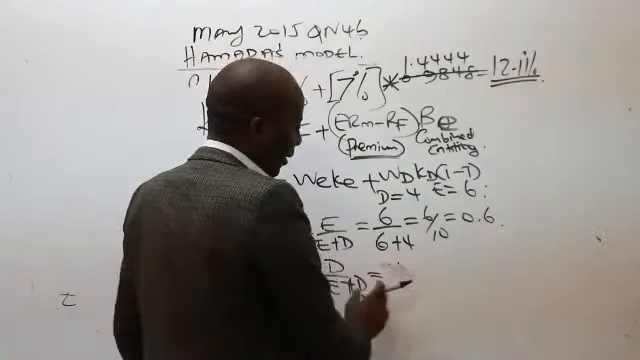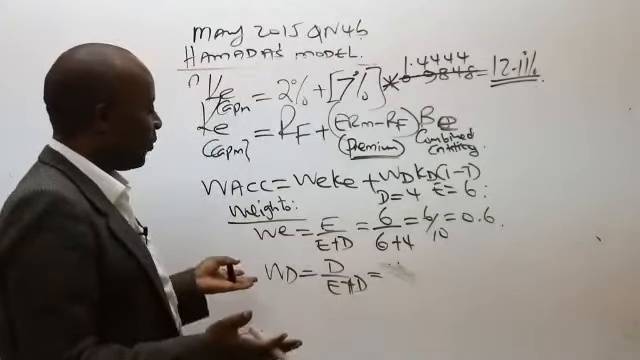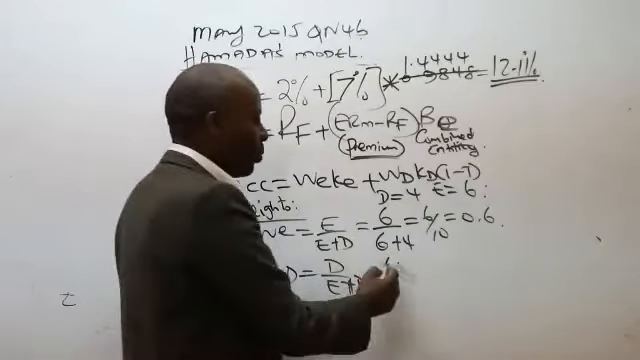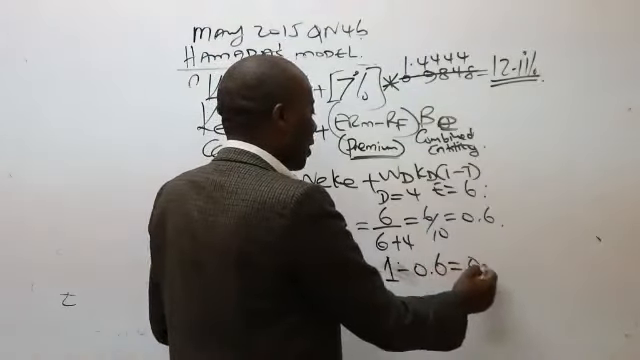After that, ladies and gentlemen, I don't even have to go this way. Once I get the weight of equity, I know that the weight of debt now will be 1 minus 0.6, which gives me 0.